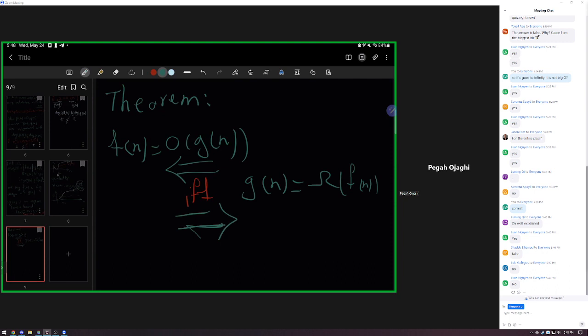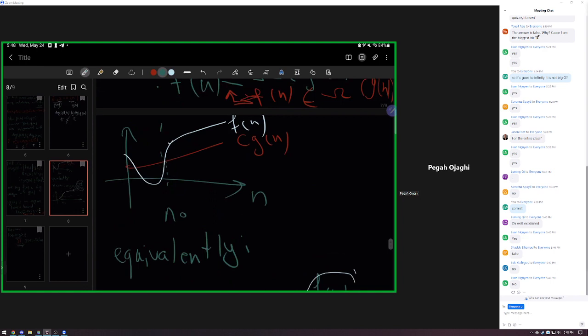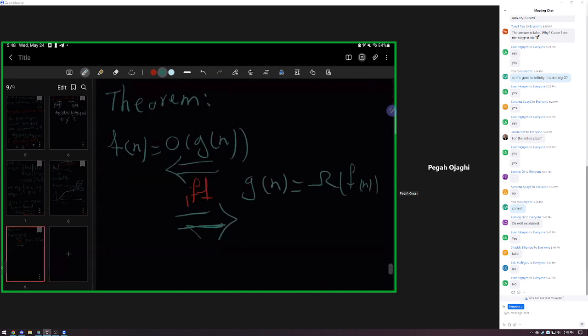Why? Go back here, look at this plot, for example. If I think about g(n), f(n) is going to be the upper bound for g(n). So consider c equal to 1. It means that f(n) is an upper bound, so g(n) is going to be big omega of f(n). This is the difference you can see between upper bound and lower bound, because one of them is always the upper bound and the other is the lower bound. Does it make sense?